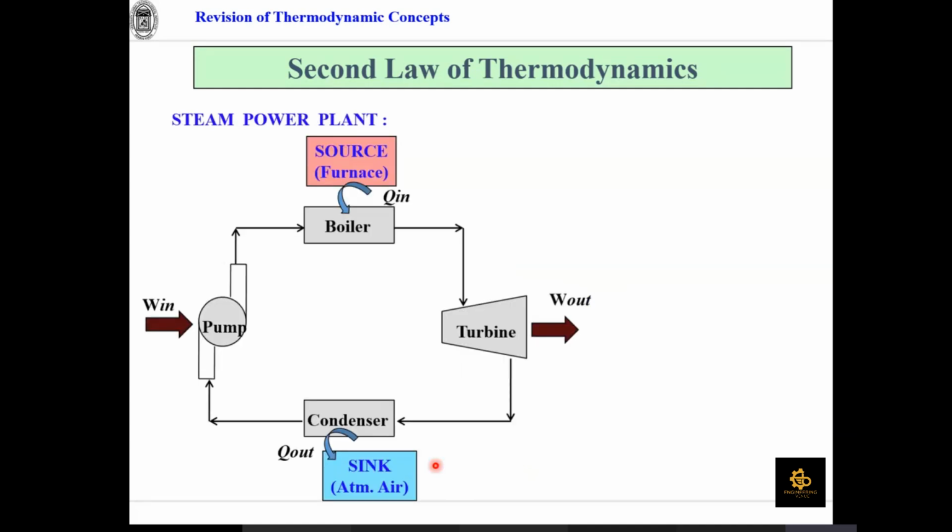A similar example is the steam power plant. In the steam power plant, we see the same type of things: there will be a supply of heat from a source, that is the boiler. Then there will be a turbine. In IC engines, there will be a rotating shaft. Here there will be a turbine from where we can get the work out, and there will be a condenser which is called the sink, and there will be a pump where we are inputting power. So this is how you can commonly describe your thermodynamic system.